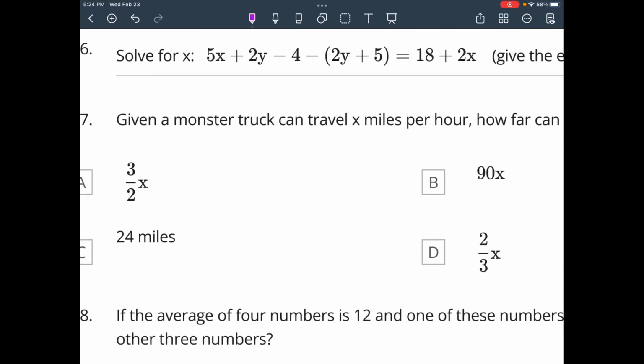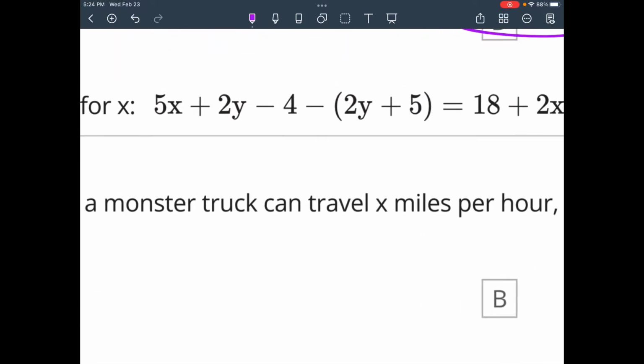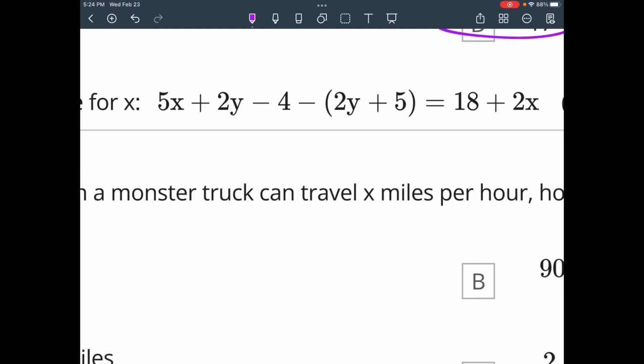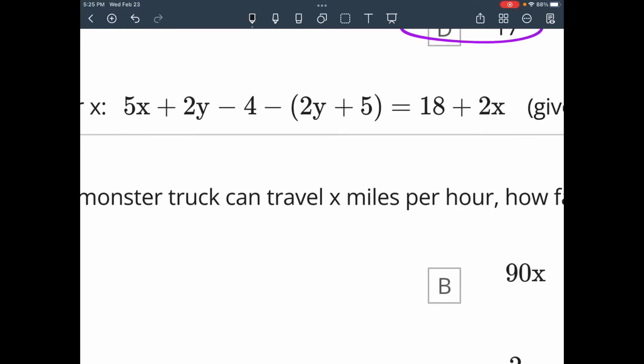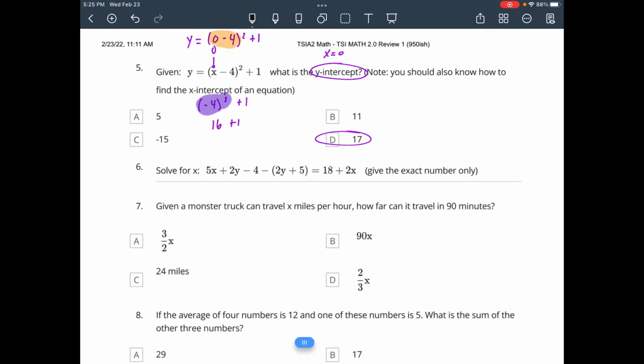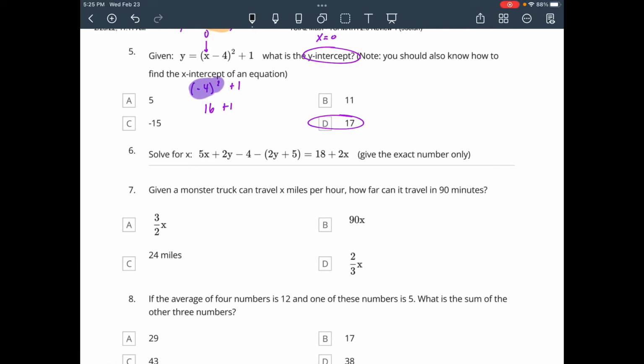Number 6. Number 6, I'm going to run out of room, but oh well. It says, solve for x. If 5x plus 2y minus 4 minus (2y plus 5) equals 18 plus 2x, find the value of x. And it seems like it's complicated, but it's not. So I'm going to work it out right here.